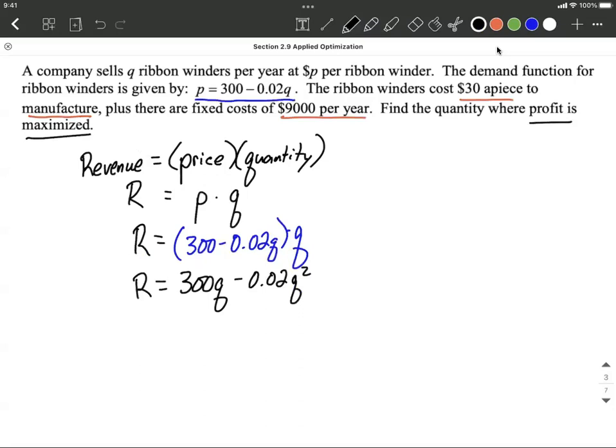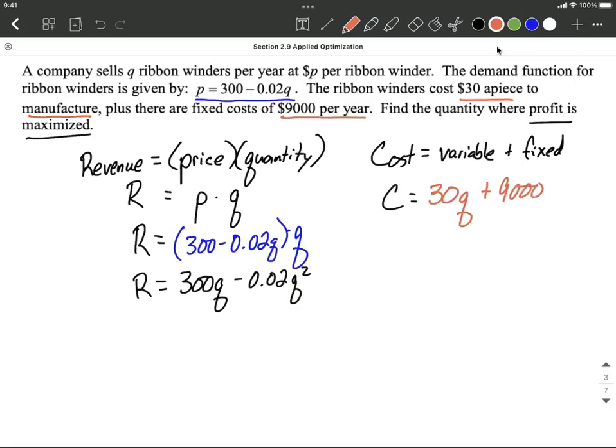And then the next thing I'm going to go ahead and do is create a cost function. So cost is going to be given by any of the variable costs plus any of the fixed costs. All right, so our cost function in this case, let's think about it. For each ribbon winder we sell, it's going to cost us $30 to manufacture. So that's going to be $30 multiplied by however many we sell. All right, so however many we're going to sell is going to be our quantity Q. Next, we have fixed costs, and they tell us we have fixed costs of $9,000 per year, so $9,000 is going to get filled in there. So now we have this nice function for our cost.